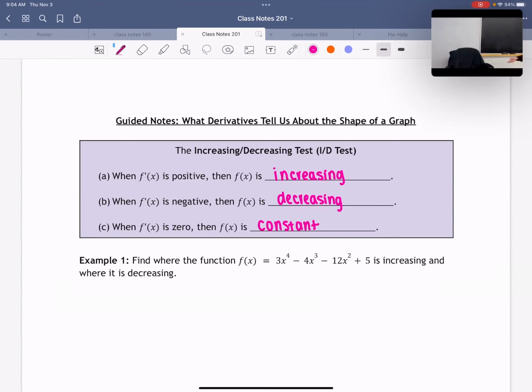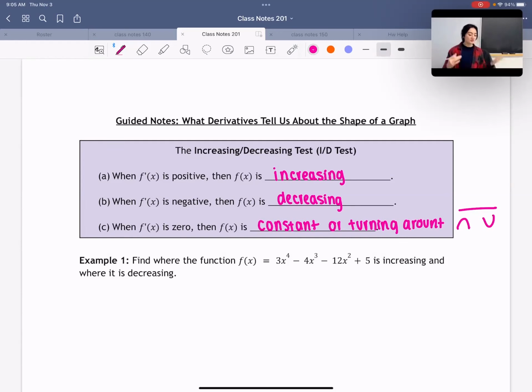Okay, so it is constant, but when I think of a constant function, I think of something flat. So I'm also going to say, or turning around. So it either looks flat or it looks like a max or min. So what we can do is use this increasing/decreasing test to figure out where our function is either increasing or decreasing.